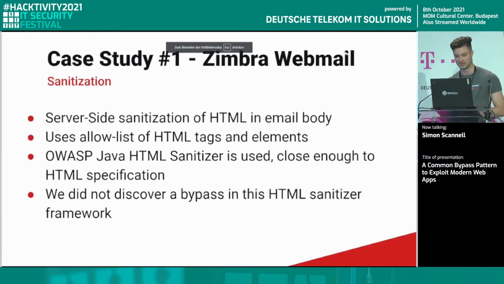So let's get into some details. How did it work? Whenever an email was received by the Zimbra server, they essentially did a server-side sanitization of the email body. They used an allow list of HTML tags and elements, which is the way to go, in my opinion. Everything else just doesn't work. They used the OWASP Java HTML sanitizer. OWASP is known for the security interests, and it was close enough to the HTML specification. And we personally did not discover a bypass in this HTML sanitizer framework. Doesn't mean there isn't one, just that we didn't find one.